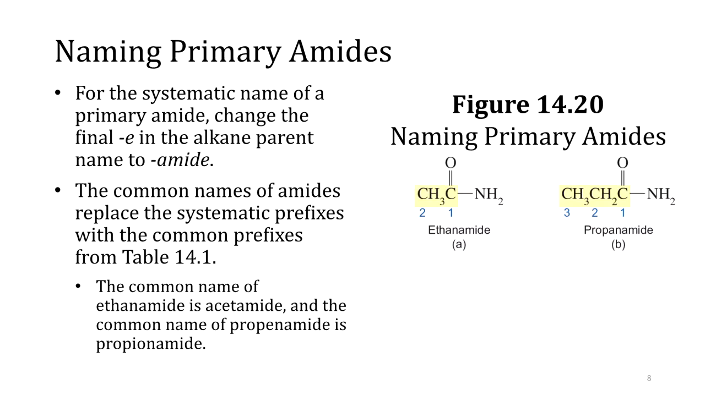Naming primary amides is fairly straightforward. We take the alkane name, replace the final E, and add amide. Here are two simple examples. We've got the 2 carbon system, and then double bond to O, NH2. That's going to be ethanamide. And here's the C3 system. That's propanamide. There are common names, and you can deduce these in parallel to what we've already studied.